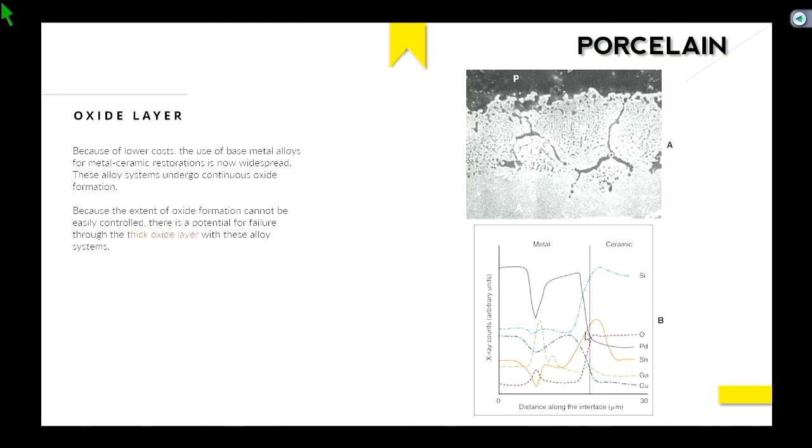So the graph shows distance along the interface, so you go from metal to ceramic, and you see how the differing compositions change as you go through the interface. So the hybrid layer, right at that junction, you're going to have a mixture of all these components. Okay? So that's your oxide layer once it's bonded to the porcelain. Clear about that? So we put it in the oven to form this oxide layer. We have differing elements that are added to those alloys to function as oxidizing agents. And base metals end up with a thicker oxide layer because it's harder to control.